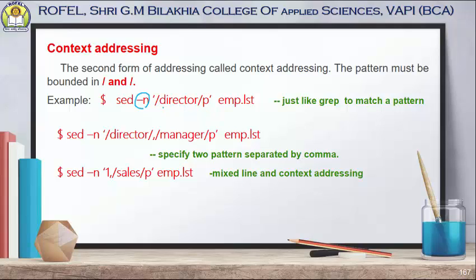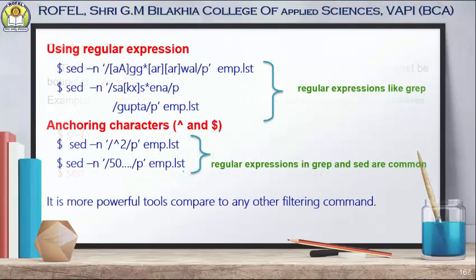Now over here I want to find some pattern, that is director, and that's why I can write this pattern into two slashes, like grep. Now if you want to find multiple patterns, then you can use this comma and write the pattern between these two slashes. Same way, if you want to mix the line and the context addressing, then you can write the line, then give the comma and the pattern between the slashes and the P for the operation. It is just like grep.